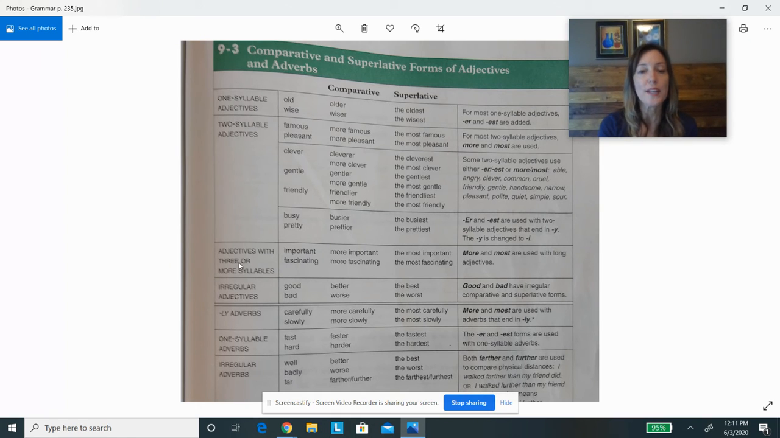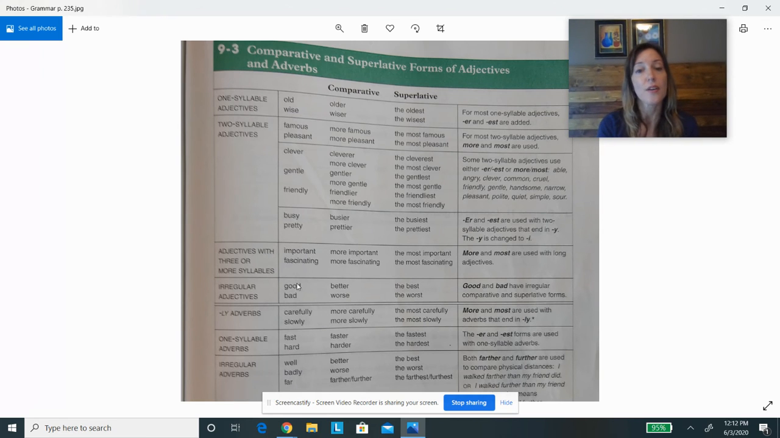Okay, when you have an adjective with three or more syllables, you don't have choices like you do here. You must add the word more. Don't add ER. Like, this test is more important than last week's test, or this movie is more fascinating than the other one that I watched.